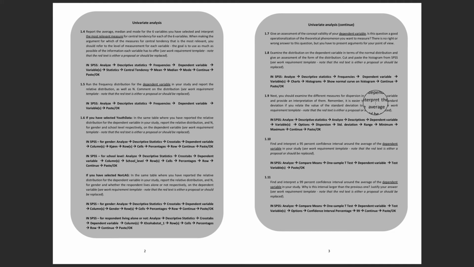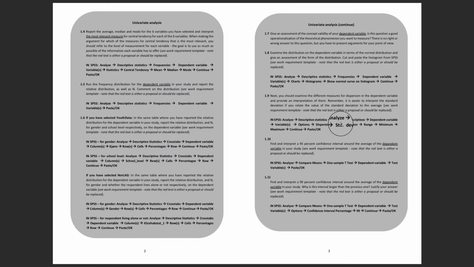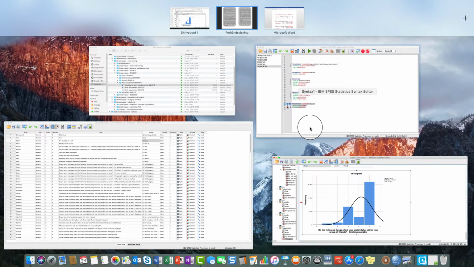Remember, it's easier to interpret the standard deviation if you relate the value of the standard deviation to the average. So we're going to do this in SPSS, but I will also tick off the average, so I get the average actually, because it's nice to have the average. So this is the way to do it. And then remember, we're going to do descriptives. We're going to say analyze, descriptive statistics, and then choose descriptives.